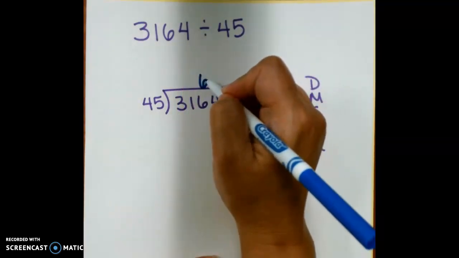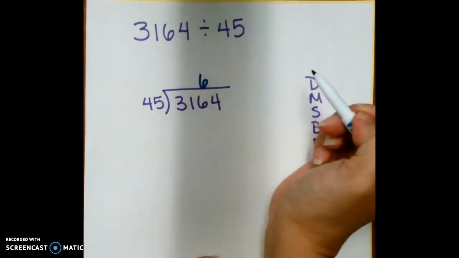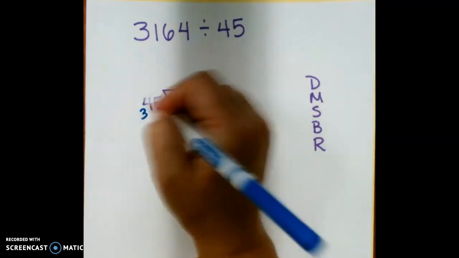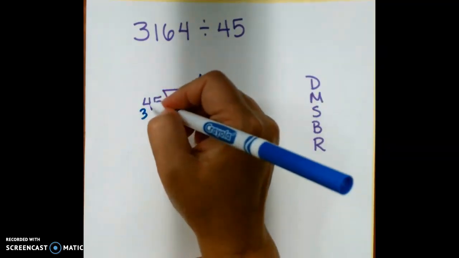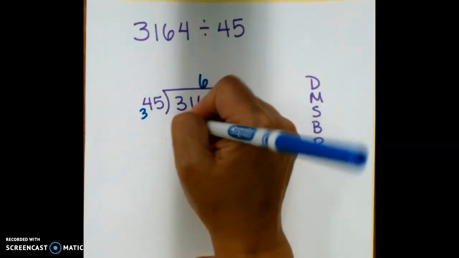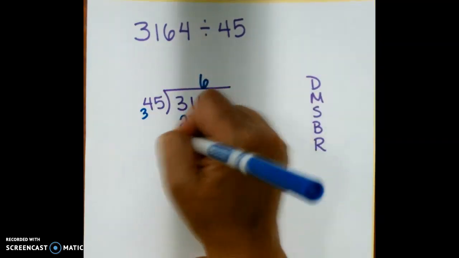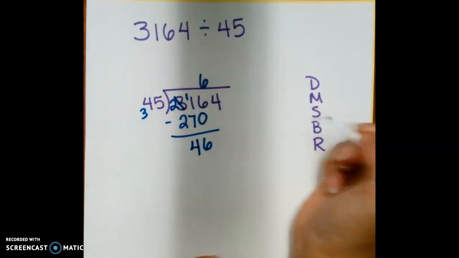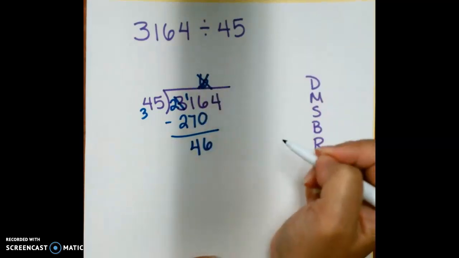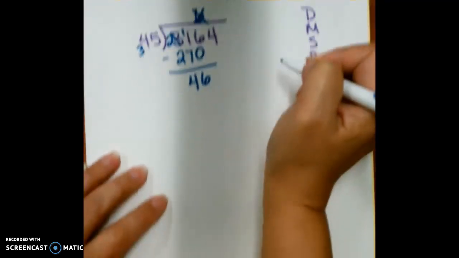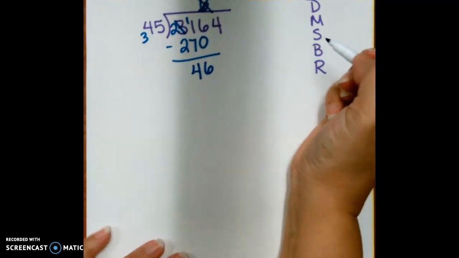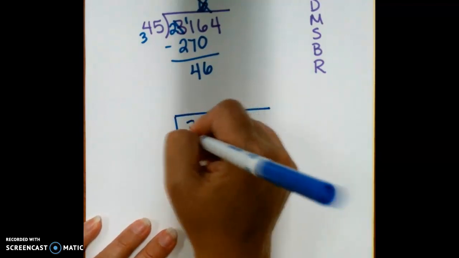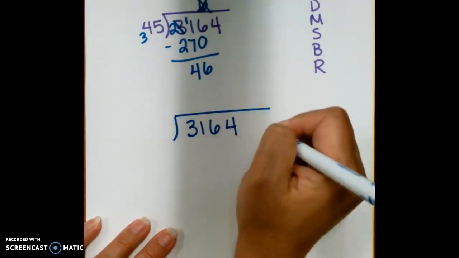Now, 6 times 5 is 30, and then I'm going to regroup my 3. 6 times 4 is 24, plus 3 is 27. And when I subtract, what do I get? Oh, wait a minute, I get 46. So that's going to be too small. So if you were doing this with pencil and paper, I would tell you to erase it and just write down the correct number, but because I'm doing it in marker, I have to cross it out and rewrite it.